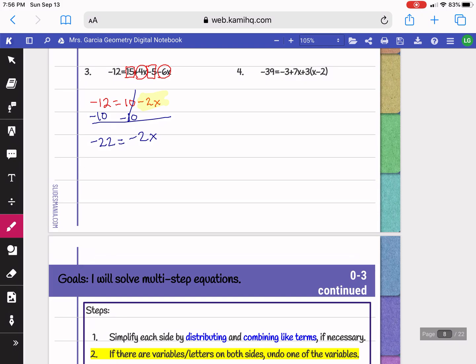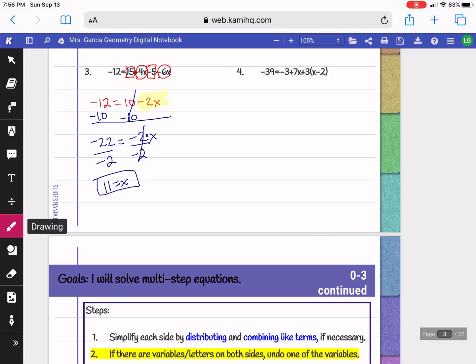Now I can get x by itself. They're multiplying x times negative 2. So the opposite would be to divide by negative 2. Negative 22 divided by negative 2 is 11. So my answer for x is 11.